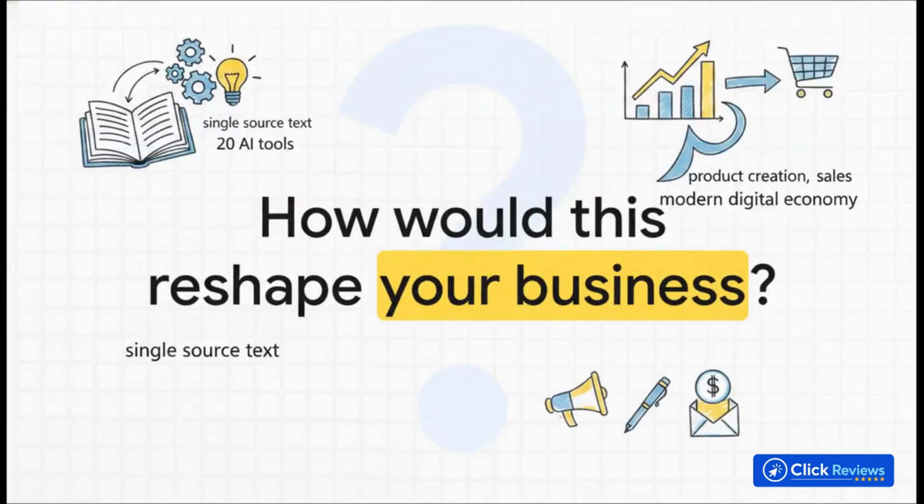So, we've covered a massive amount of ground today, looking at how this single source text bundles 20 AI tools with full commercial rights. It's such a fascinating look into the modern digital economy, where product creation and artificial intelligence are just merging at rapid speed. I want to leave you with this final thought to ponder. With a toolkit designed to completely automate strategy, content creation, and sales, how would a plug-and-play system like this reshape your own digital business? Thanks for joining.